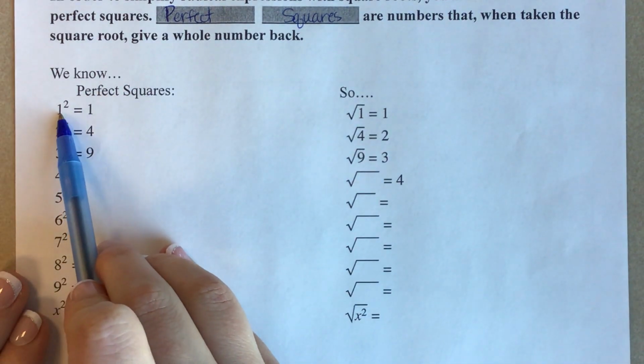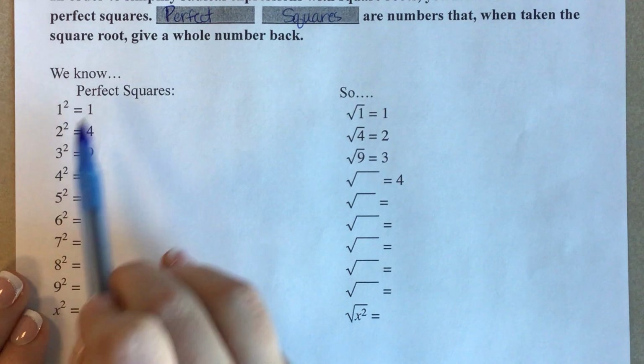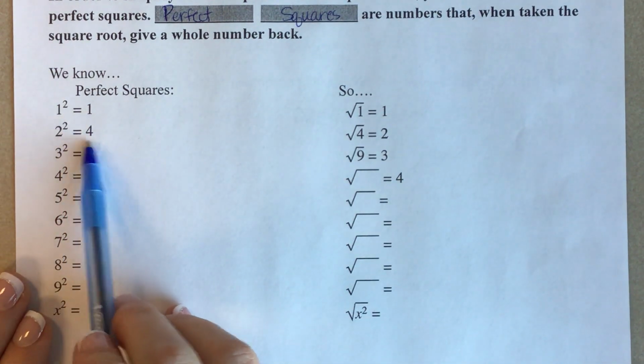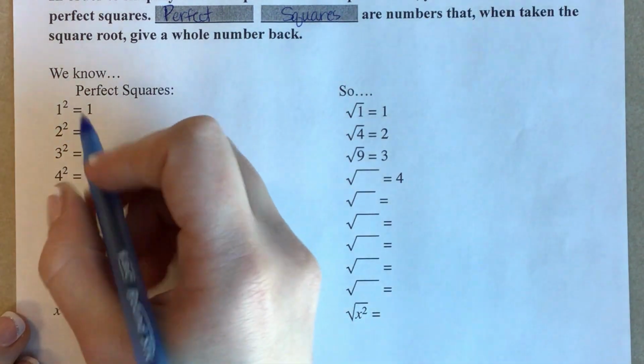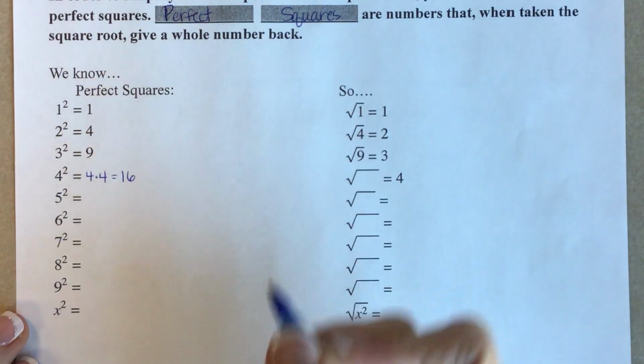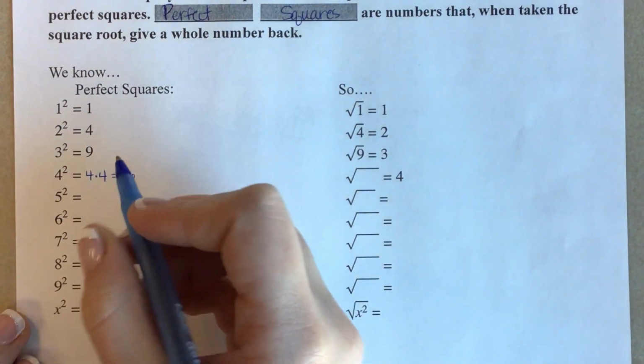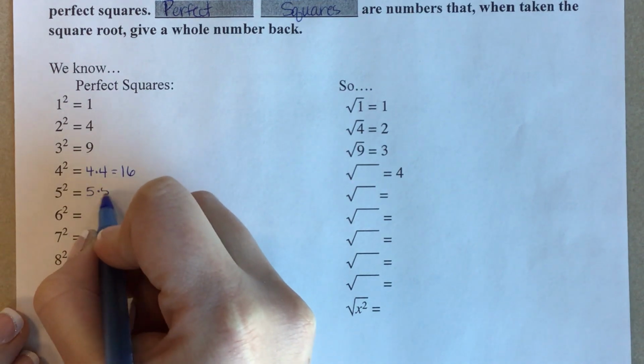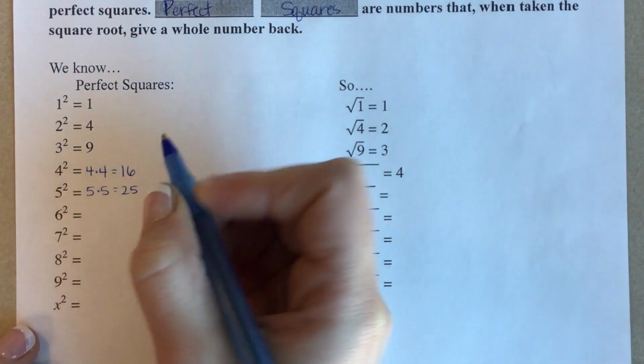So if I take 1 times 1, that equals 1. 2 times 2 equals 4. 3 times 3 equals 9. So 4 squared means 4 times 4, which is 16. 5 squared means 5 times 5, which is 25.